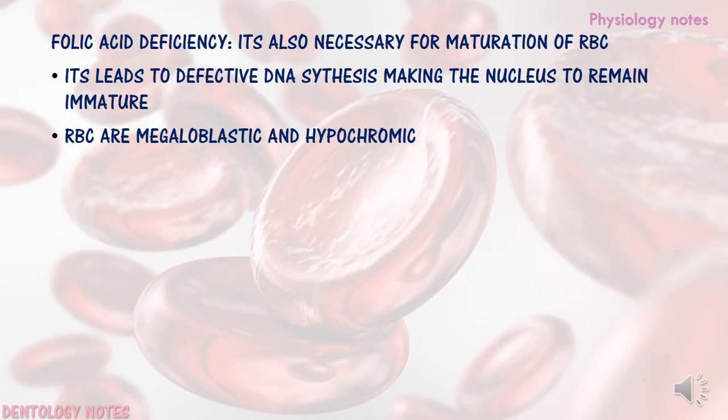Folic acid deficiency. It is also necessary for maturation of RBC. It leads to defective DNA synthesis, making the nucleus remain immature. RBCs are megaloblastic and hyperchromic.